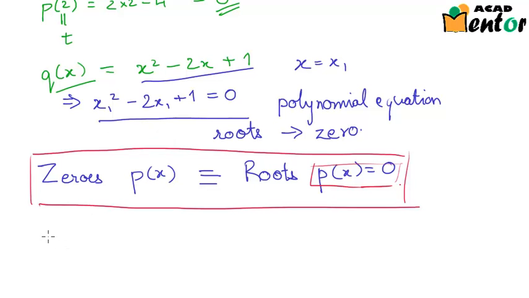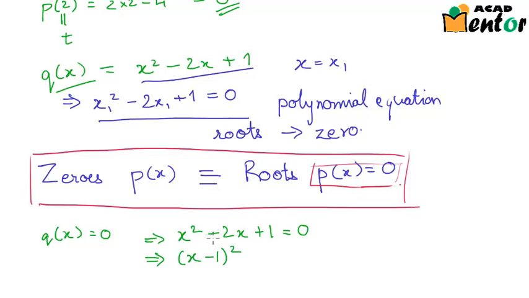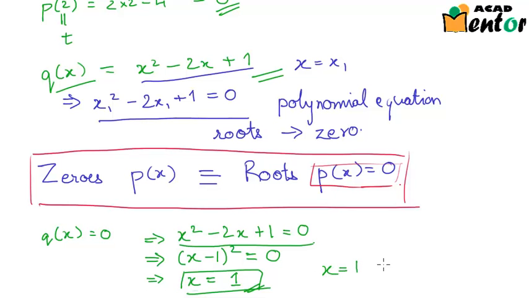When I write the polynomial equation q of x equal to 0 for this polynomial, it would be x square minus 2x plus 1 equal to 0. I can easily solve this by using the identity that x minus 1 whole square would be equal to x square minus 2x plus 1. So the left hand side turns out to be x minus 1 whole square, while the right hand side would be 0. And here only x equal to 1 would satisfy this equation. So x equal to 1 is the root of this polynomial equation, and hence this is the zero for the given polynomial. x equal to 1 is the zero for q of x.